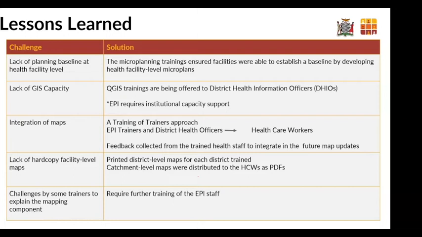Then we had challenges with some trainers not being able to efficiently explain the mapping component. We've been able to provide additional support to EPI and extend GIS capacity strengthening engagements and workshops. So we've been enrolling people into training programs with our partners, Flowminder. Next slide, please.